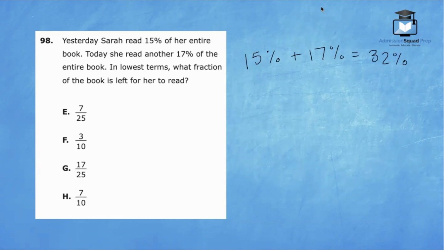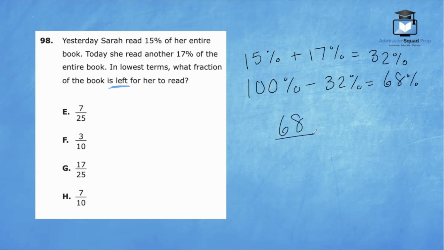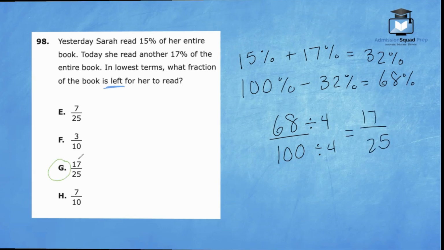But the question is asking us what fraction of the book is left for her to read. So we will subtract 32% from 100%, and we're left with 68%. Since the question asks us to express the final answer in fraction form, we can convert 68% into a fraction, which is 68 over 100, and we'll notice that the GCF is 4. When we divide both the numerator and denominator by 4, we get 17 over 25. The correct answer is choice G.